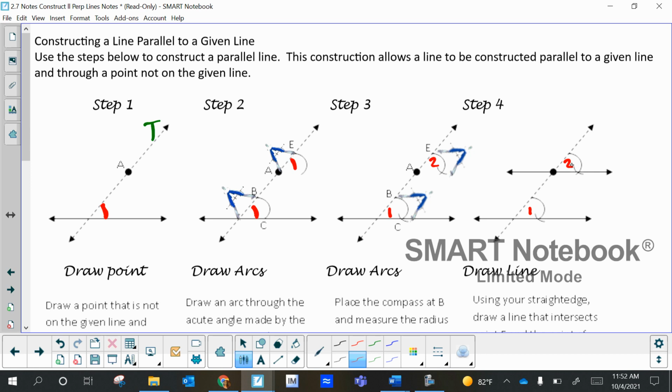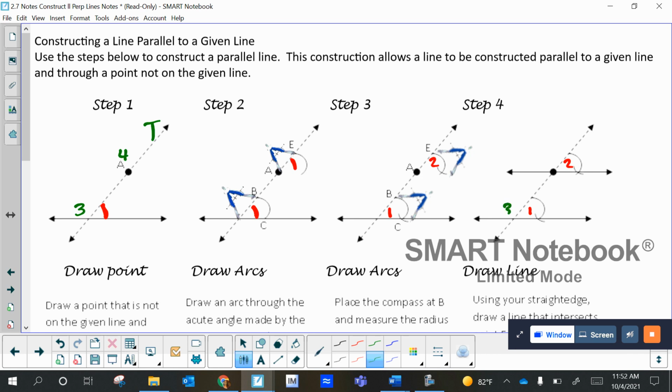Now, you can copy any set of corresponding angles. We're going to copy those right there. If you wanted to, you could copy angle 3 in the angle 4 spot. Could I have copied that one there? Yes, because the 3 and 4 are also corresponding.